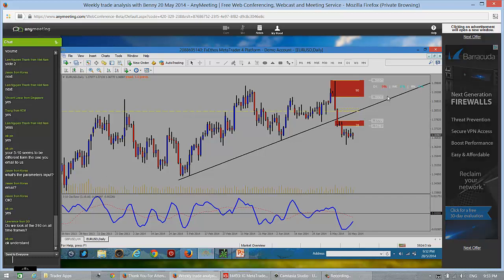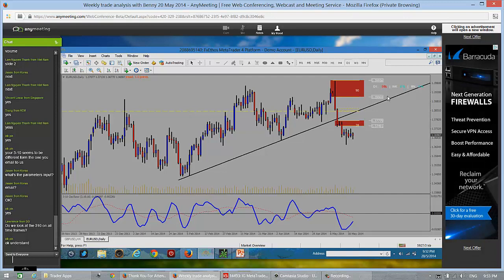Now, the second component is, of course, the money management, which encompasses the risk reward and how much money you can risk, how much percentage you can risk per trade. Then, the last thing is the strategy.